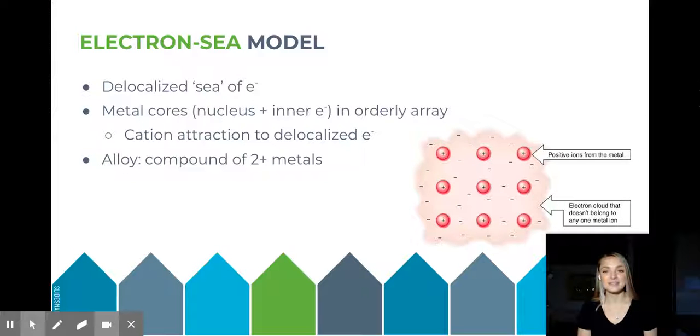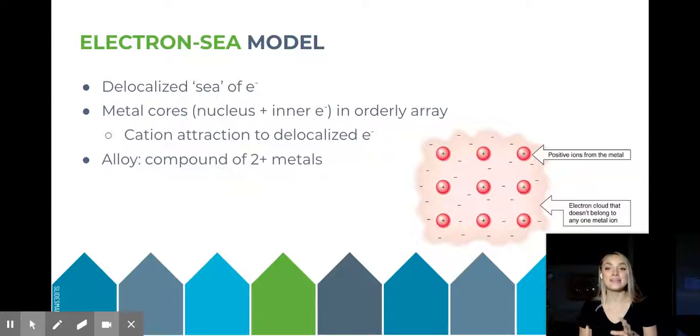We briefly discussed the electron sea model several days ago, but the electron sea model is how we understand metallic bonding. And the electron sea model is comprised of this idea of a delocalized sea of electrons. The metal cores, which are the nucleus and the inner electrons, are arranged in an orderly fashion, and they remain in that orderly fashion because all of those cations are attracted to these delocalized electrons that flow through the whole body of all the different cations.